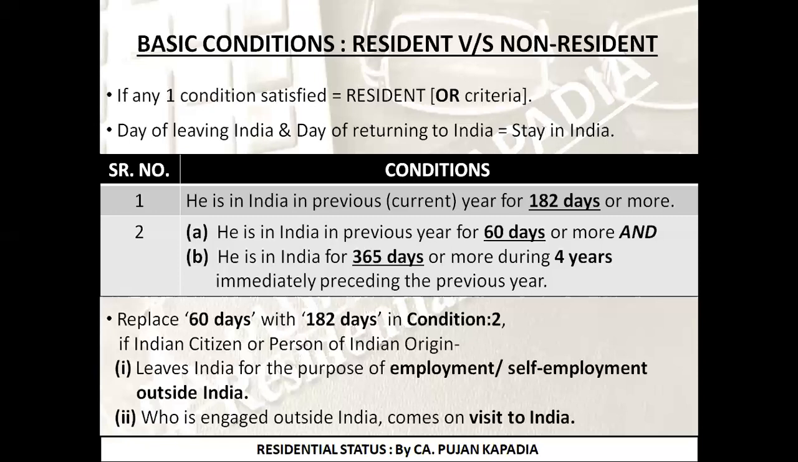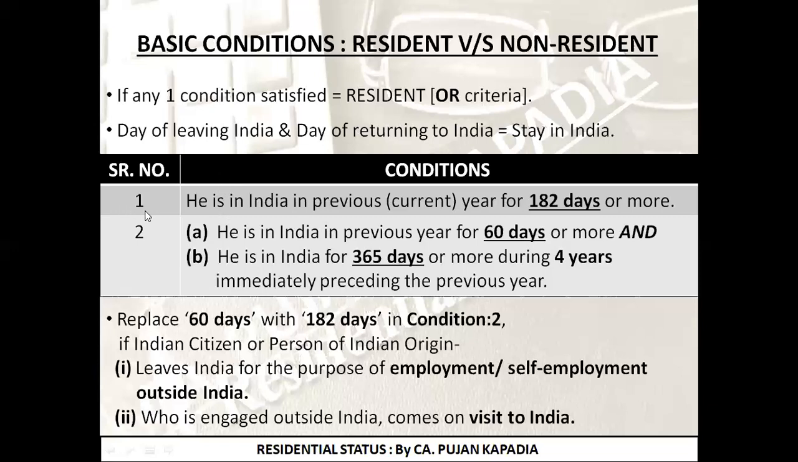Well, I hope you are clear with this particular part. Fine. So what I have said till now on this particular slide, let's recap it quickly. First point I had explained: if any one condition is satisfied, then the person is said to be resident. So here it is an 'or' criteria, that at least one condition should be fulfilled. And the second thing that we have learned as a rule is the day on which I am leaving India and the day on which I am returning back to India, both these days are going to be considered as my stay in India. So these 2 points we are supposed to remember. Now, what are our conditions? That is an important point.